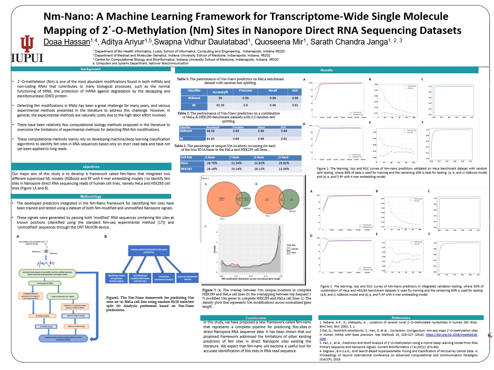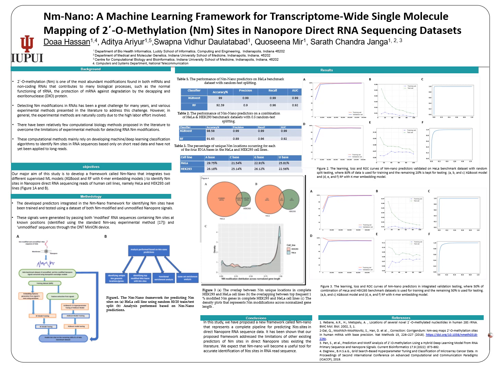In the first attempt, when we trained the classifiers of Nm-Nano on the benchmark dataset of HeLa, we used 80% of the dataset for training the classifiers, and the remaining 20% is used for testing the classifiers' performance. In the second attempt, we use a combination dataset of HeLa and HEK, and we use 50% of the combination dataset for training the classifier, and the remaining 50% is used for testing the classifier's performance.